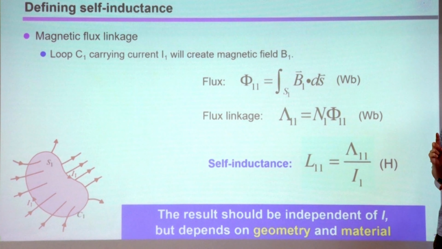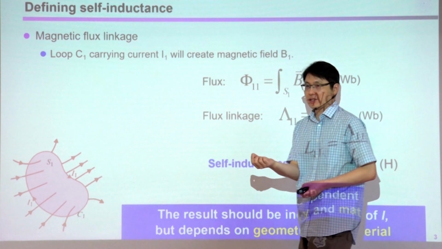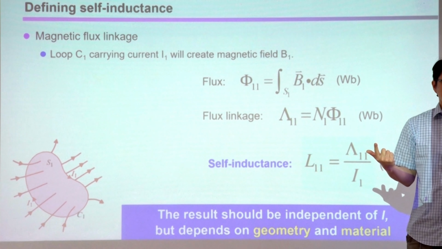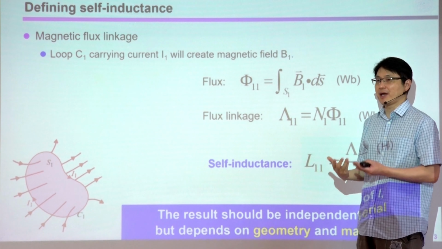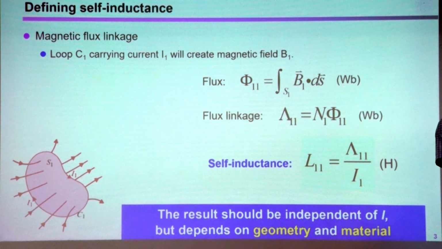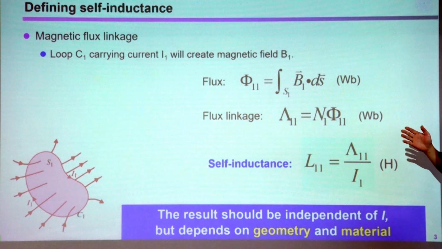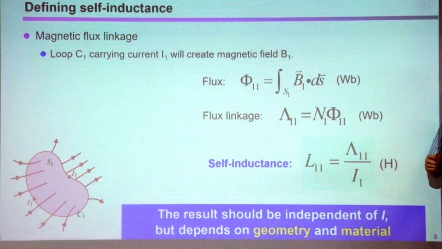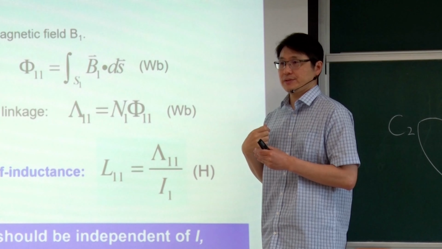It shouldn't change, because once you fabricated this coil, you have picked your material and you decided your geometry. So this loop has its intrinsic behavior, and that behavior is called the self-inductance. No matter how much current you drive it, its self-inductance value should be a constant, right? So inductance is only depending on the geometry and material, but not on your operational current. And therefore, you divide it out, right?